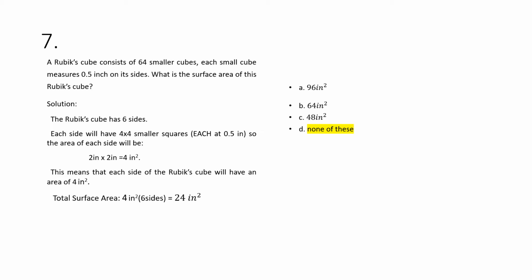Each small cube measures 0.5 inch on its side. What is the surface area of this Rubik's Cube? The solution is that the Rubik's Cube has 6 sides, and each side has 4 smaller squares. So we have 4 squares at 0.5 inch each, which makes 2 inches by 2 inches, or 4 inches squared, for one side's surface area.